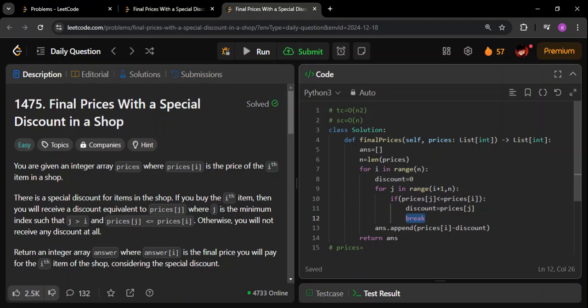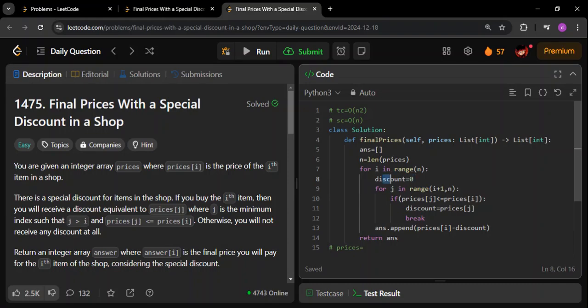That particular price, that is prices of j, which satisfies this property, is going to be the discount for prices of i. So I will do discount is equal to prices of j. Now what is the actual price going to be? That is the sale price, which is going to be prices of i minus prices of j. Prices of j is stored in discount, so it is prices of i minus discount. The original price is this, but the sale price is prices of i minus discount. That's why I'm initializing discount with 0.